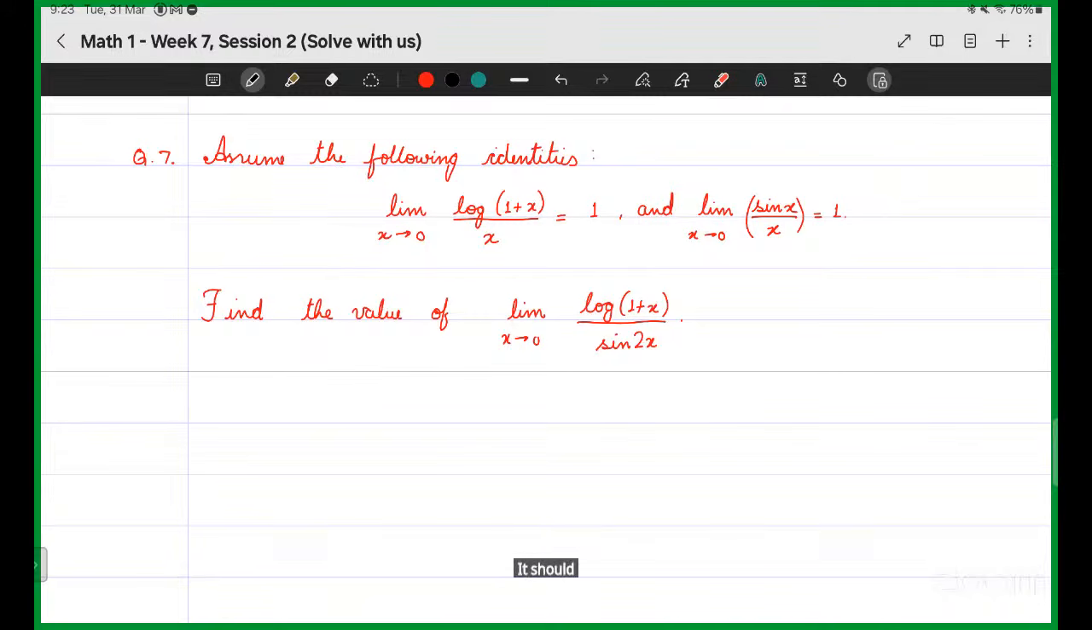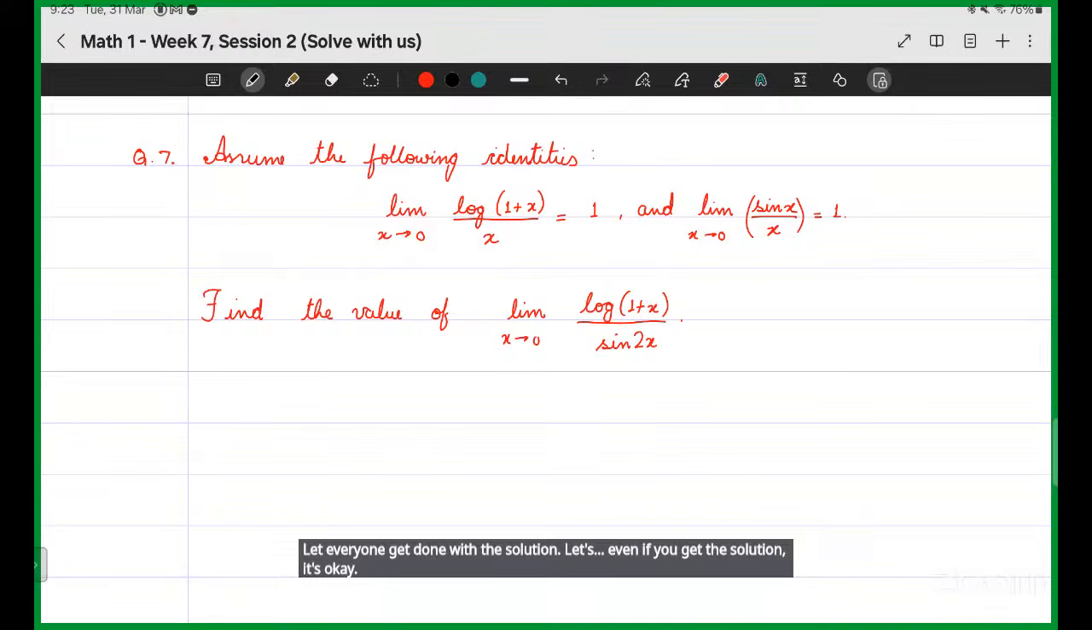It should be 2, sir. Let everyone get done with the solution. Even if you get the solution, it's okay. Once I ask for it, you can let me know.